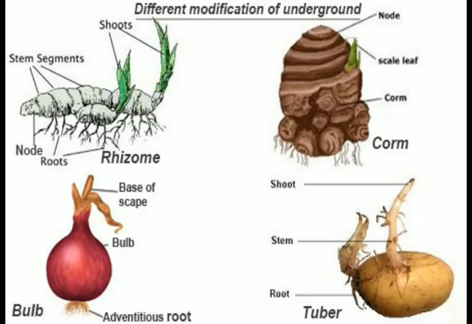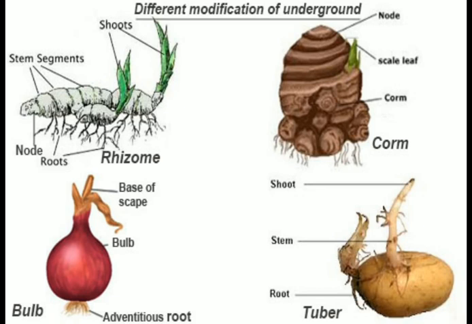First of all, let us talk about different modifications of underground stems. The first is the rhizome, then the corm, then the tuber, and then the bulb. Dear students, here I must mention that the root and the stem are differentiated from each other by the presence of nodes and internodes, which is a unique feature of the stem. That is, the nodes and internodes are present on the stem but absent on the roots, and that is the identifying feature of the stem.